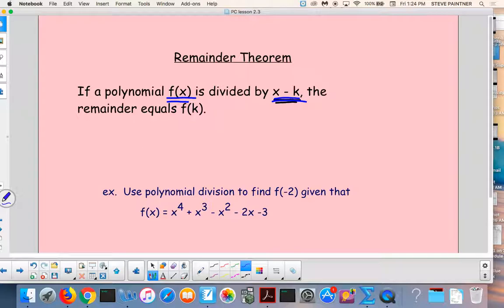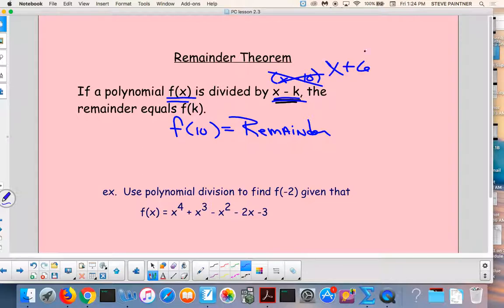So if I said you are dividing by x minus 10, then this would mean f of what? 10 equals what? The remainder, right? Or what if I was dividing by x plus 6? Now f of what? Negative 6 equals what? The remainder. That's what they're telling you. It's called the what theorem? Remainder. Okay.